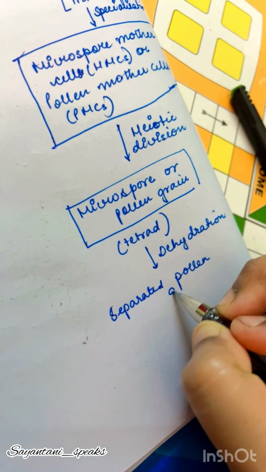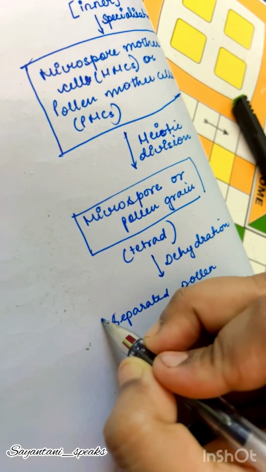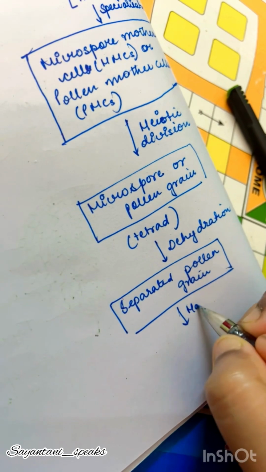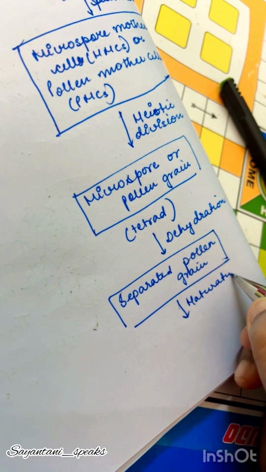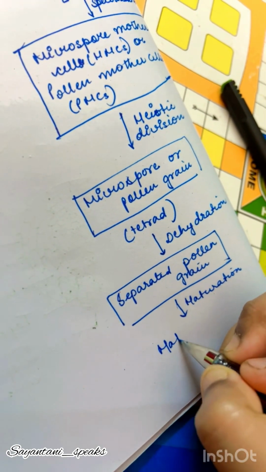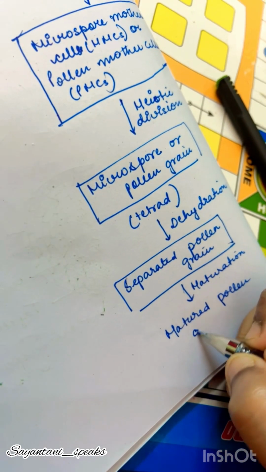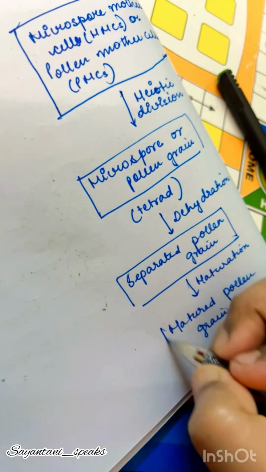Now this separated pollen grain undergoes maturation, and finally they form the matured pollen grain. Now, what is the basic difference between this separated pollen grain and the matured pollen grain? This I'll speak about.